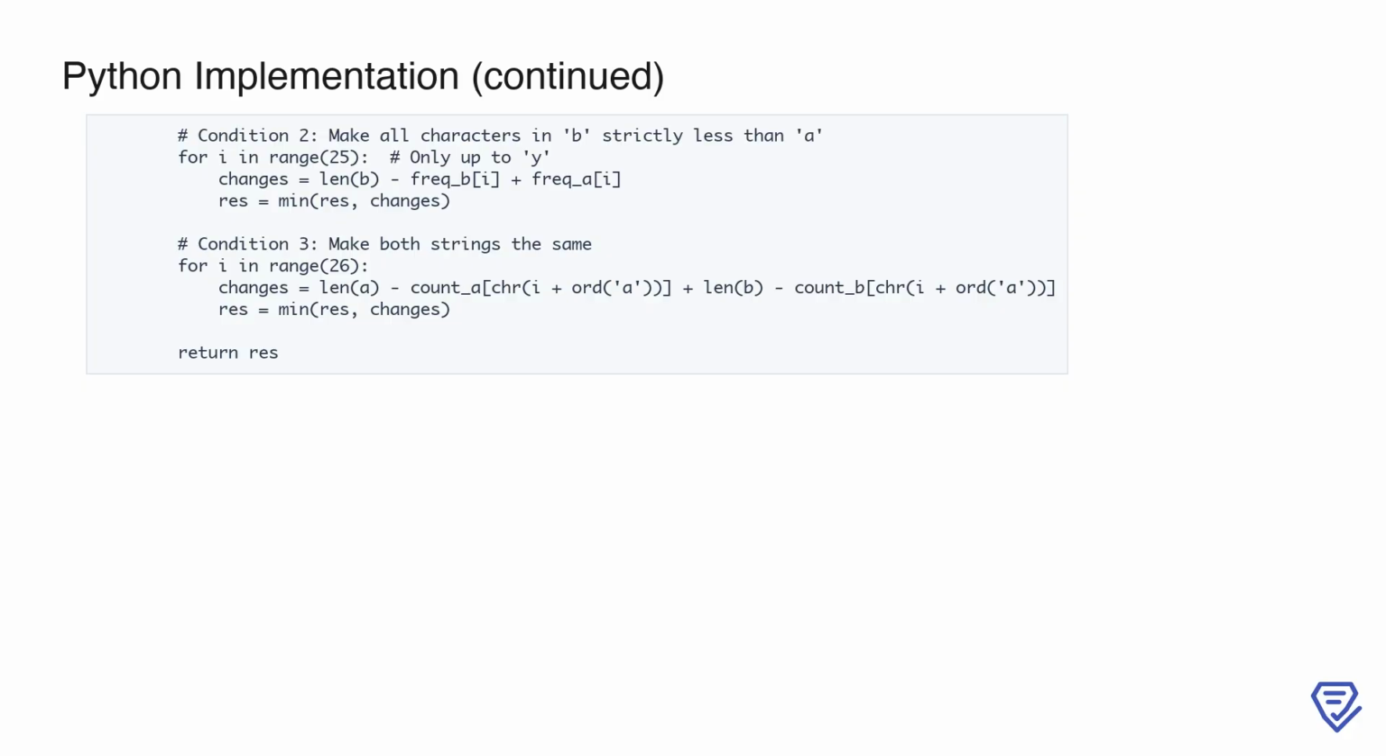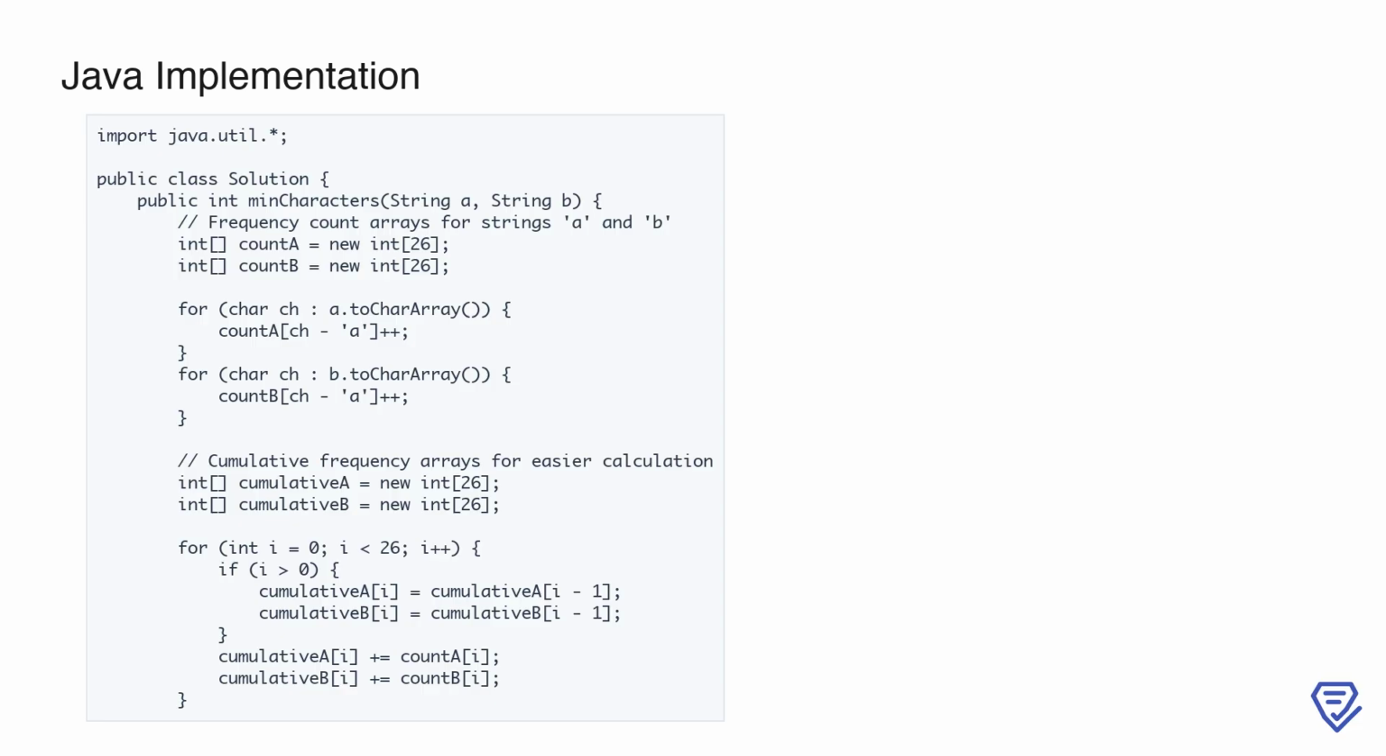Once all three conditions have been evaluated, the method returns res, which holds the minimum number of changes required to satisfy any one of the three conditions. Here, we start by defining our solution class and the min_characters method. The goal of this method is to determine the minimum number of changes required to satisfy one of three conditions for two given strings, A and B.